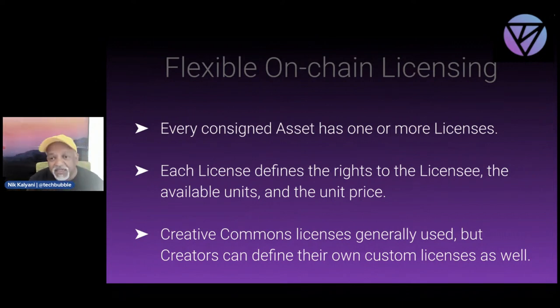Now, how the heck are we going to communicate that? Well, I'm going to get back to my favorite term, standards-based. There is a standard out there called Creative Commons, which is essentially a public good. They have created licenses for just about every scenario, and they are pretty much the gold standard when it comes to content. So we are going to have the creators use Creative Commons licenses to communicate what one can and cannot do with their intellectual property. But we'll also give them the ability to define their own custom licenses as well. So these points make up the flexible on-chain licensing, but there's a lot more to it. Let's deep dive into it now.